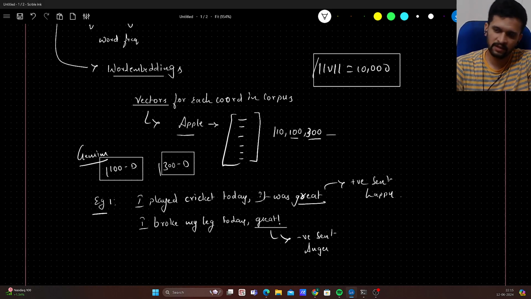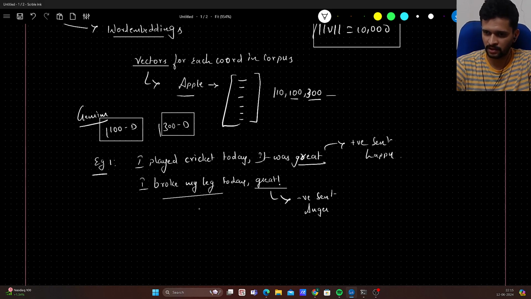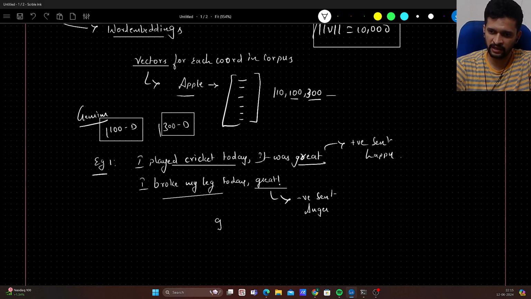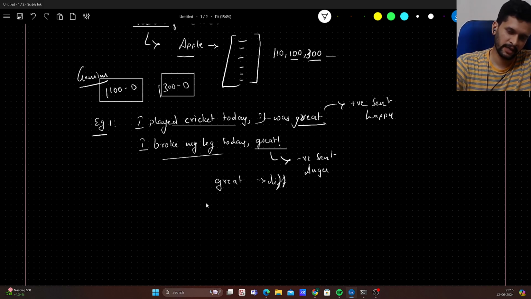So the same word will have two different meanings depending on the context. Broke my leg is the context in this sentence. I played cricket today, it was good, is another context. So based on the context, the sentiment can be either positive, happy, or negative, angry. So we need to represent the same word great with a different number. How do we do that? It seems like a lot of work, right? No worries, Word2Vec will handle that. I'll explain it in my next part.